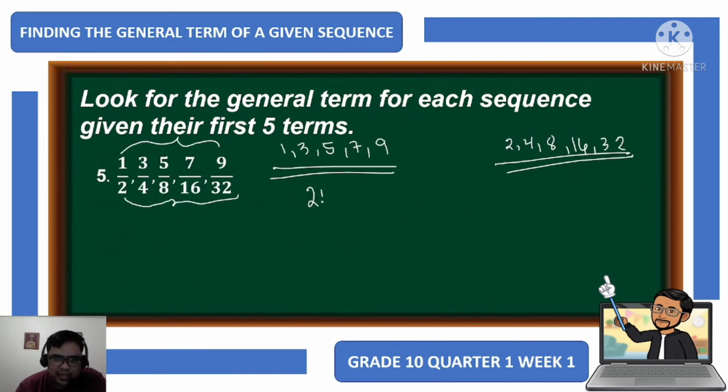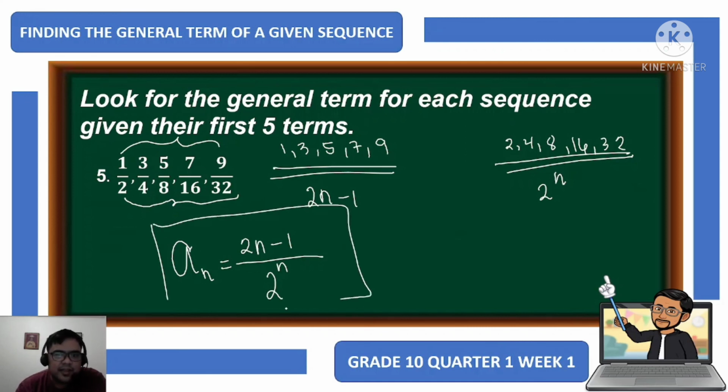So, ito, 2n minus 1. Then, ito, 2 raised to n. So, hindi ko na papakita kung paano. Tama? Pero, since alam na natin yan, okay, na yan pala yung itsura nila. Pag ito numerator, ito denominator. So, we can conclude that the answer is a sub n is equal to, ito yung numerator, 2n minus 1 all over, ito yung denominator, 2 raised to n. So, the final answer is a sub n is equal to 2n minus 1 all over 2 raised to n.